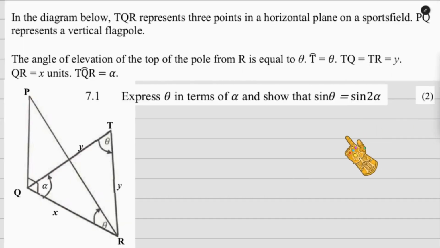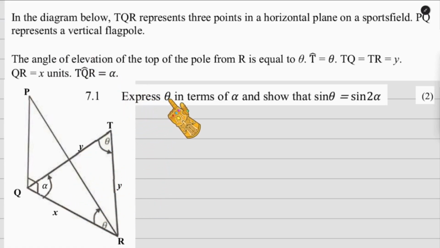In question 7, we've been given a triangle TQR, which represents 3 points on a horizontal plane, which basically means it's on the floor. Triangle TQR is on the floor or on a flat plane. And we've got a flagpole PQ, and that will form a 90-degree angle with the floor, as they did illustrate for us. All the information they supplied is on the diagram, quite luckily.